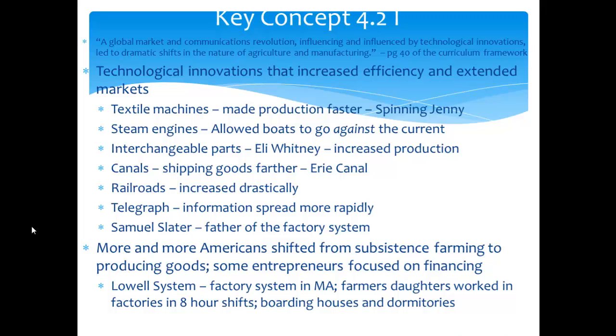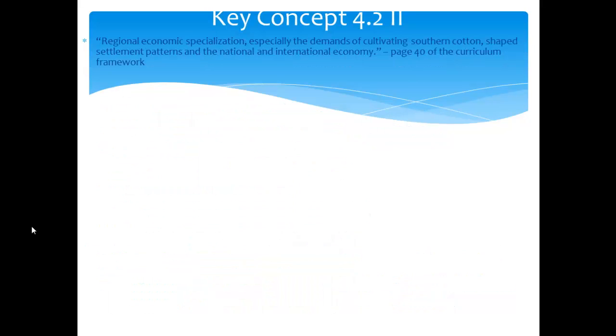An example of this is the Lowell system in Lowell, Massachusetts. This is a factory system in which farmers' daughters worked in factories in 8-hour shifts, and they were provided boarding houses and dormitories, and they actually were paid pretty darn well for that time period. So this is an example of more and more Americans shifting from subsistence farming to producing goods.